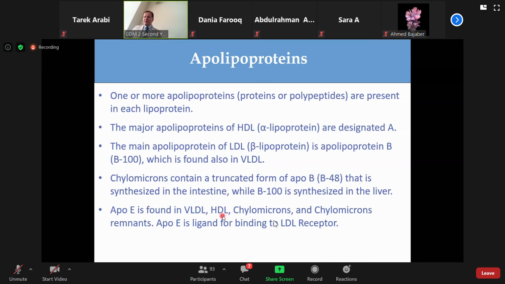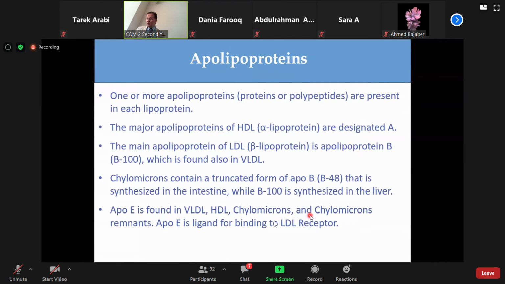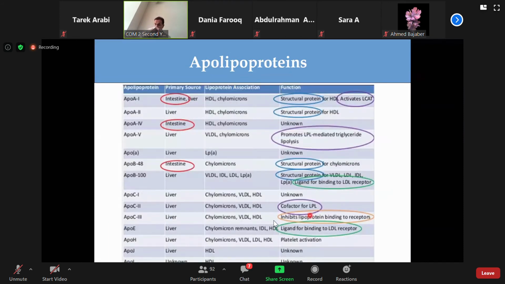ApoE is found in the VLDL, HDL, and chylomicrons. You can see the ApoE right there, and we'll discuss the ApoE lipoprotein later on. Now, if you look into the apolipoproteins, we said the HDL contains which one? The A, designated as A. So you'll see the ApoA1, and this is why we said structure protein for HDL. You can see the ApoA2, structure protein for HDL.